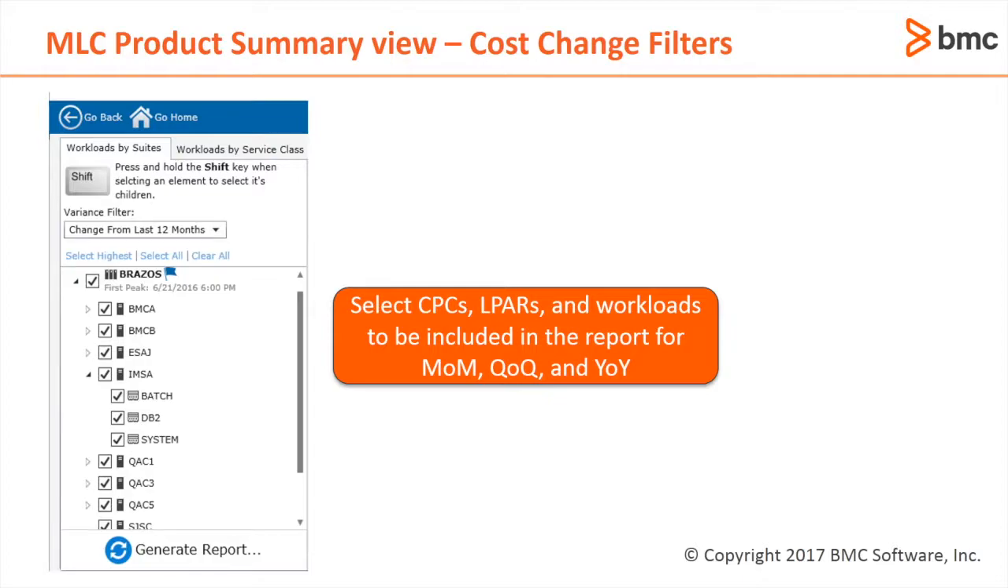You can utilize the filter drop-down menu to change the data displayed in the report. Use the drop-down menu to select the data as follows: change from last month, change from the last 3 months, or change from the last 12 months. Additionally, you can select the CPC, LPAR, or workloads you would like to include in the report.